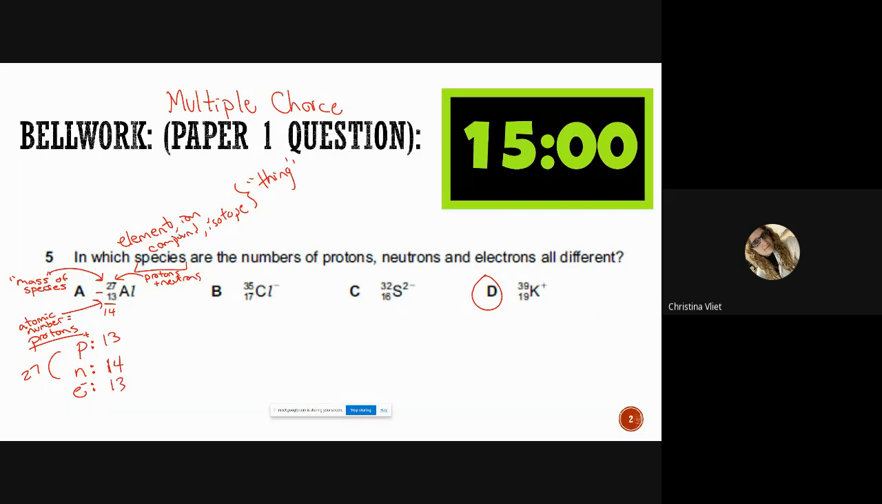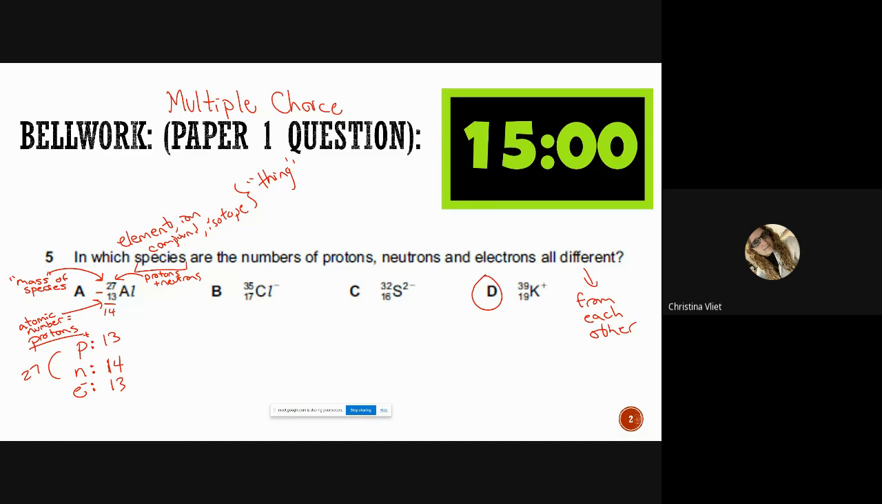13. So we know this can't be the answer because it says in which species are the number of protons, neutrons, and electrons all different, and they mean all different from each other. Meaning every number for proton, neutron, electron is different. So we know now that it's not going to be A. What else can we now quickly take out? There's another one that you could quickly take out.